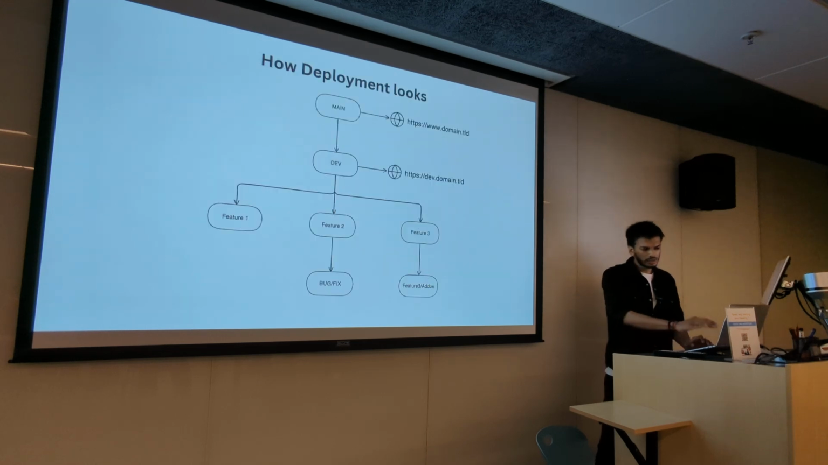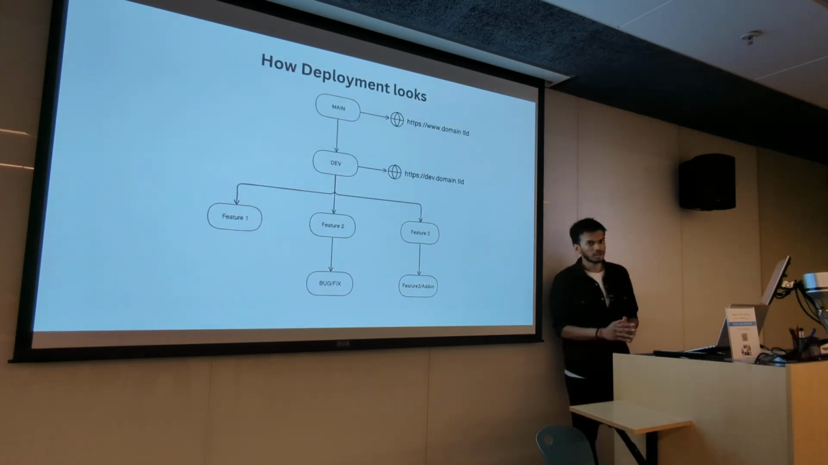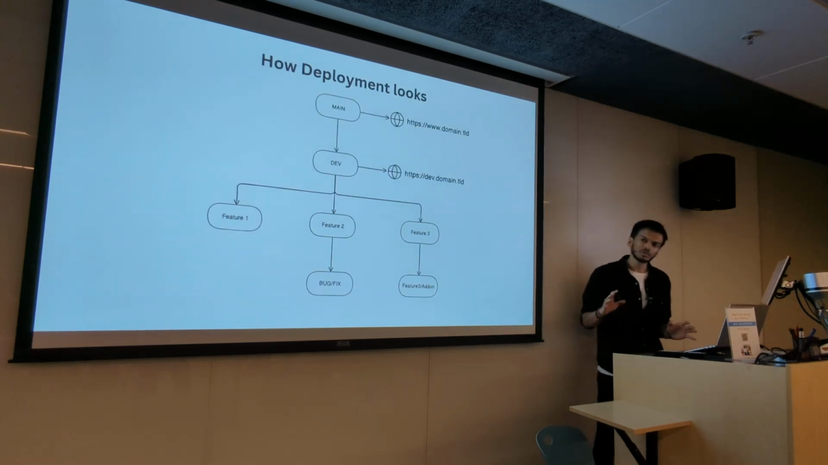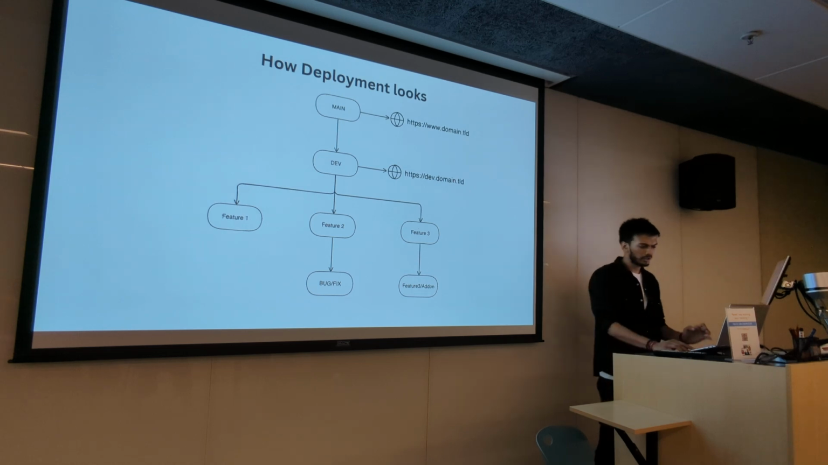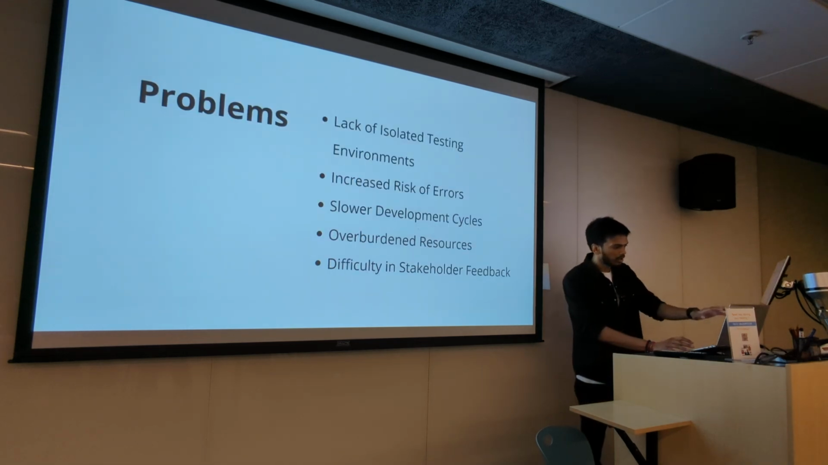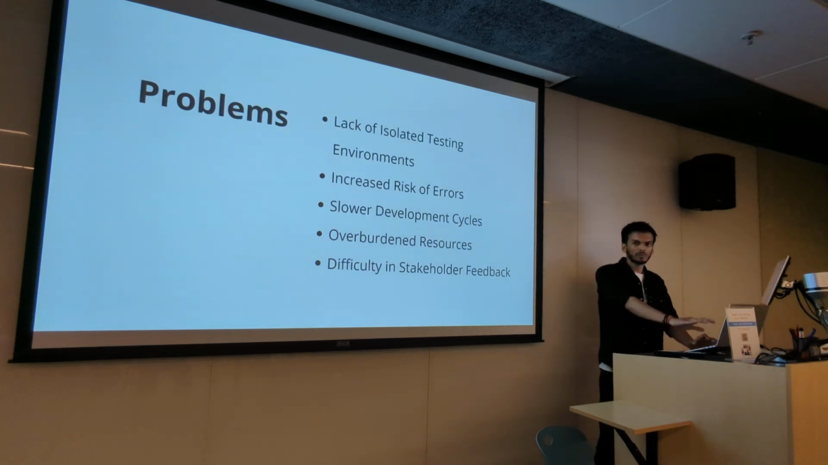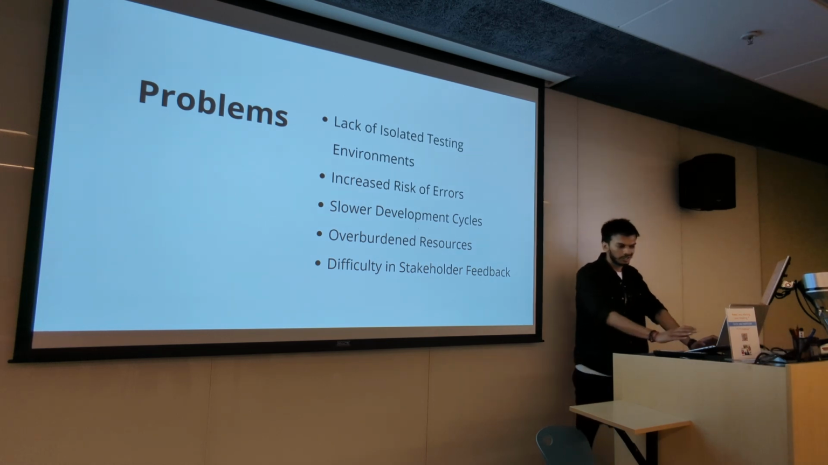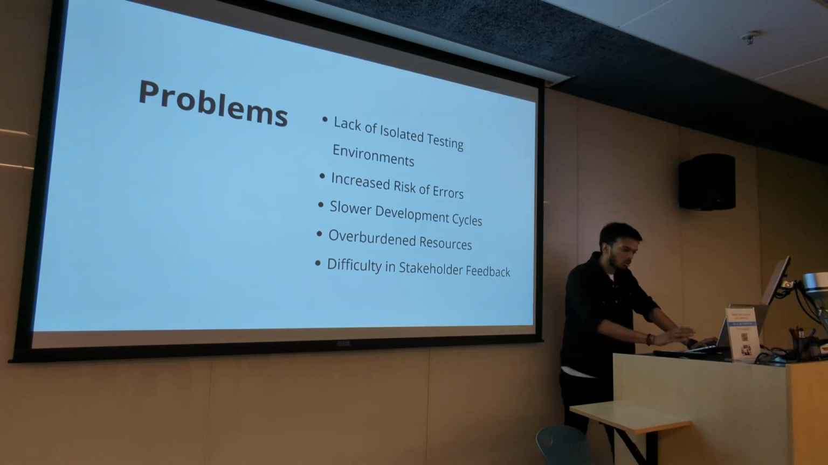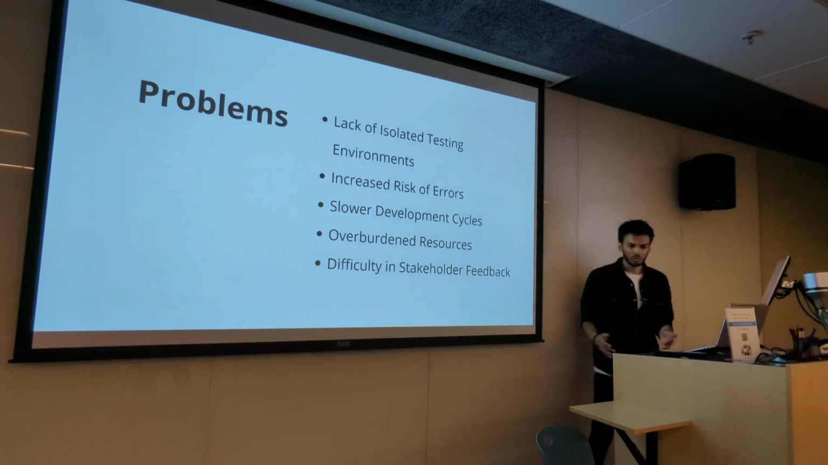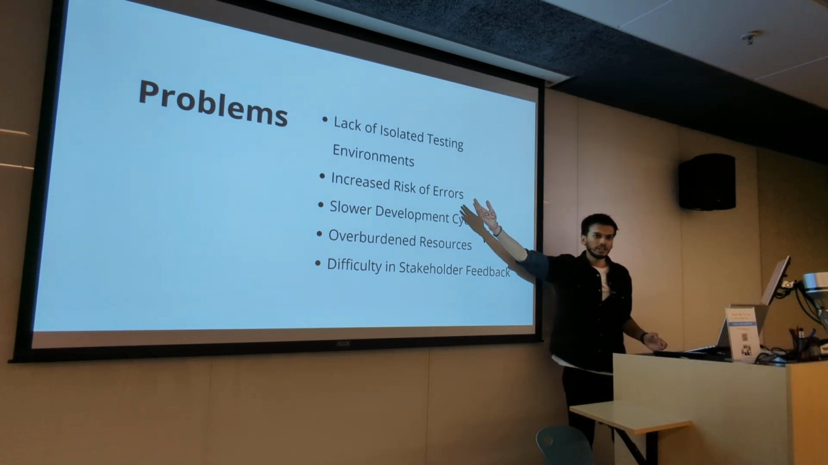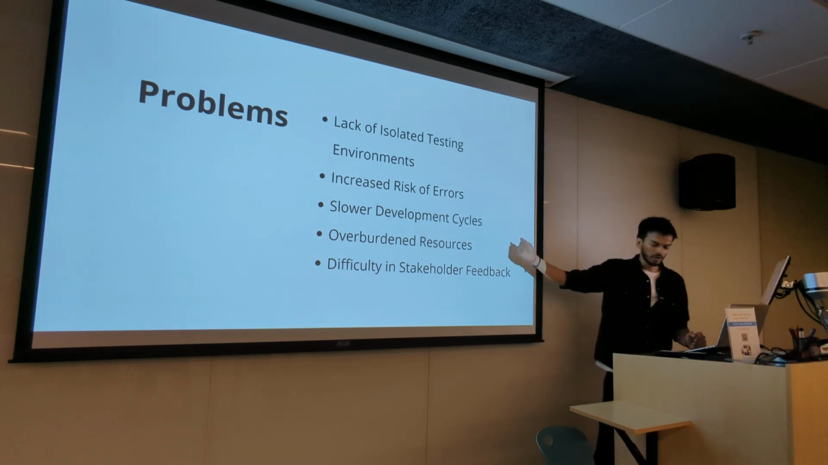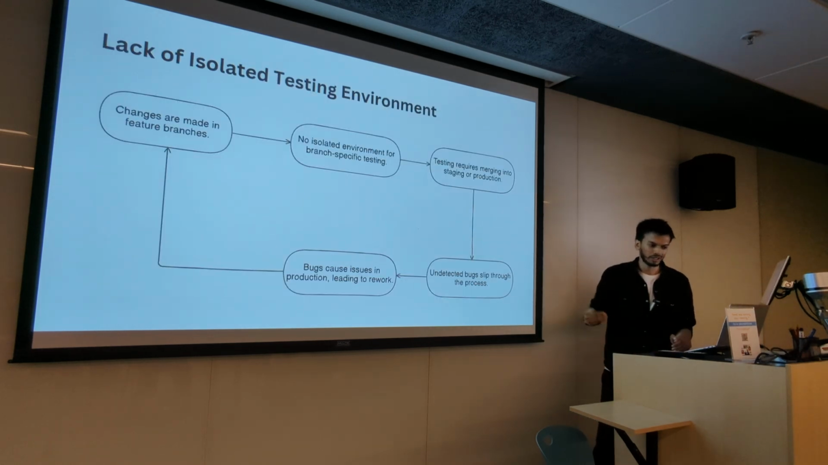Cool. This deployment looks really nice, but it comes with a couple of problems. We'll discuss each of the problems, right? These are the few problems which I have mentioned here: lack of isolated testing environment, increased risk of errors, slower development life cycle, overburdened resources, and difficulty in stakeholder feedback. So we will see these problems one by one. Let's start with the lack of isolated testing environment.